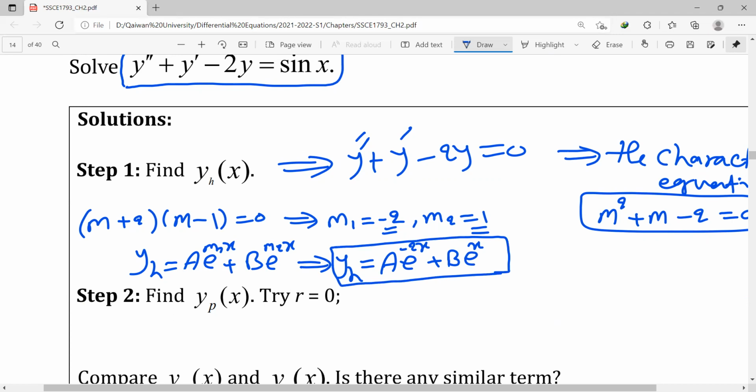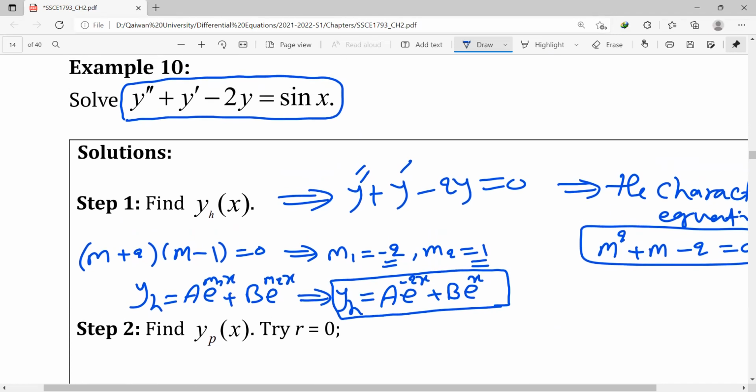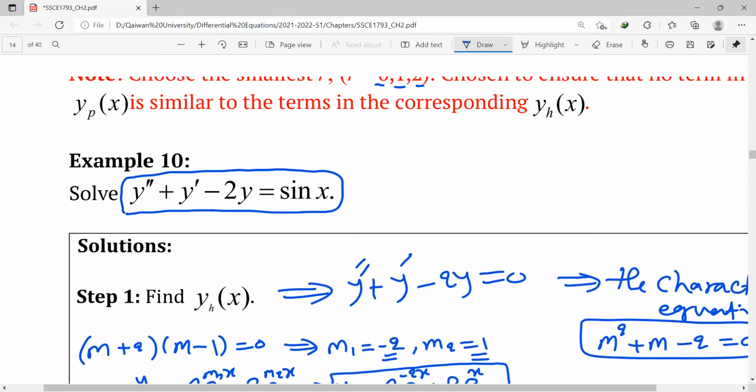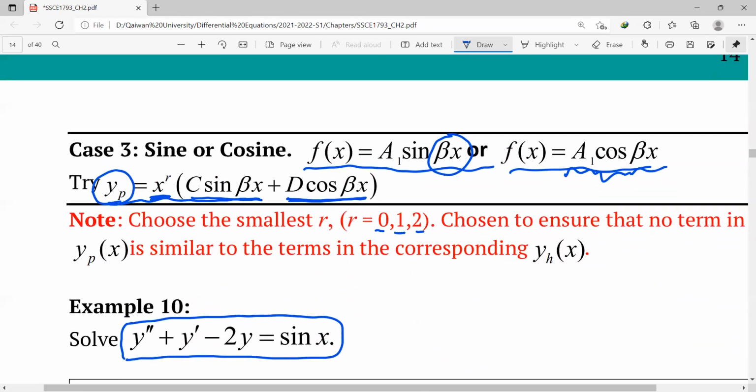Now we are going to find the particular solution. Up to now, we just solved the homogeneous part and found the homogeneous solution. For the particular solution, we apply this rule because the right-hand side, f of x, is a sine function, so we use this rule for finding the particular solution.